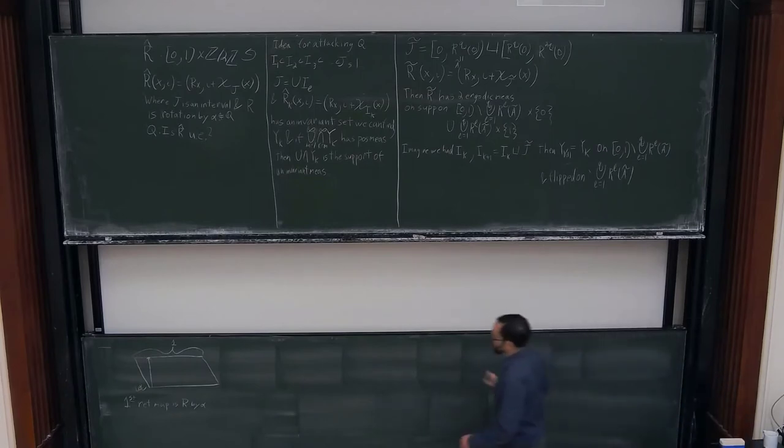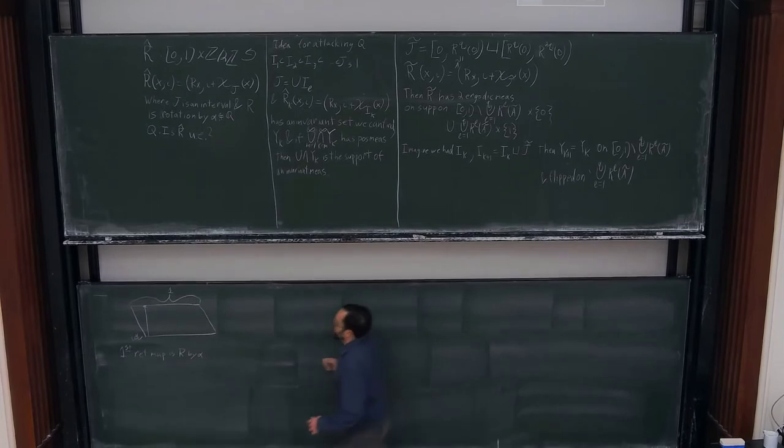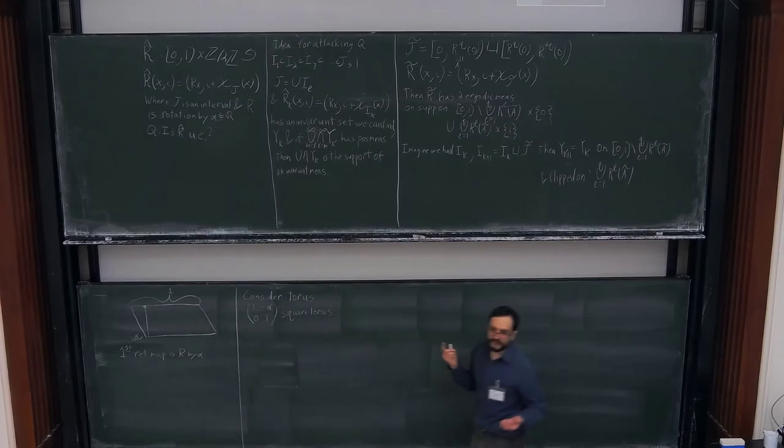Let's imagine I'm gluing two tori. So consider the torus 1 minus alpha 0, 1 times the square torus. Okay, so this is a perfectly nice torus.